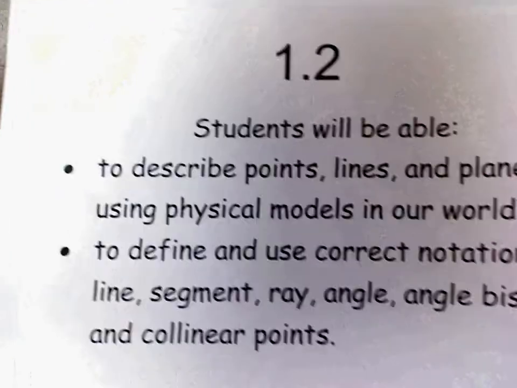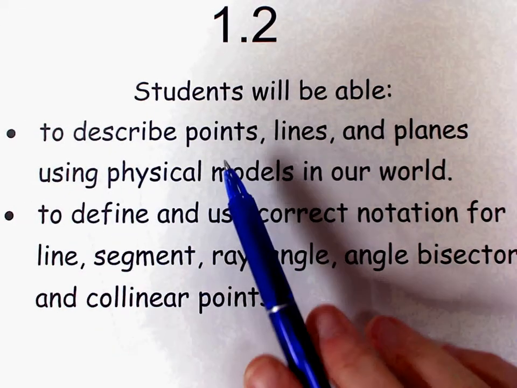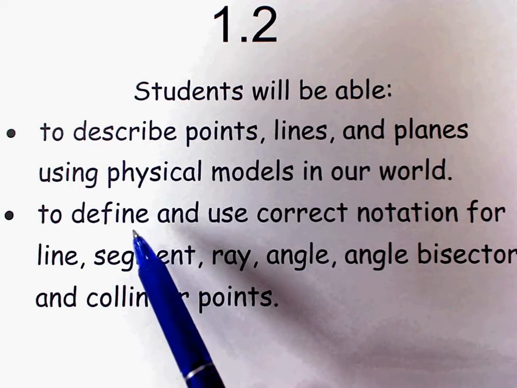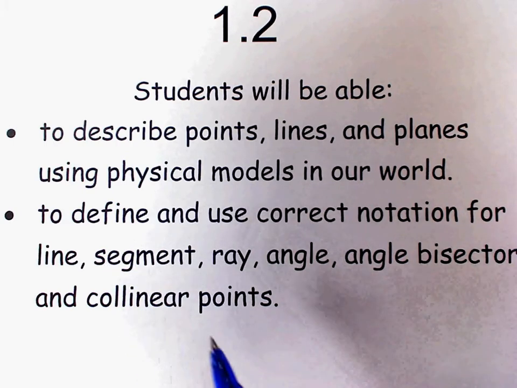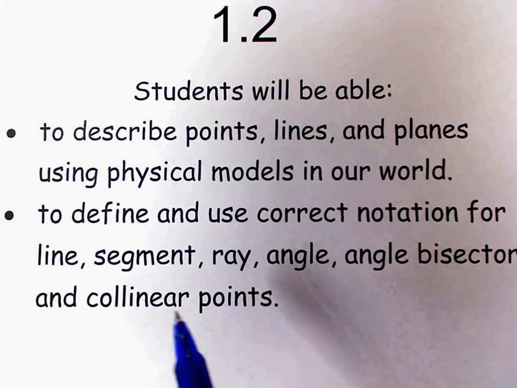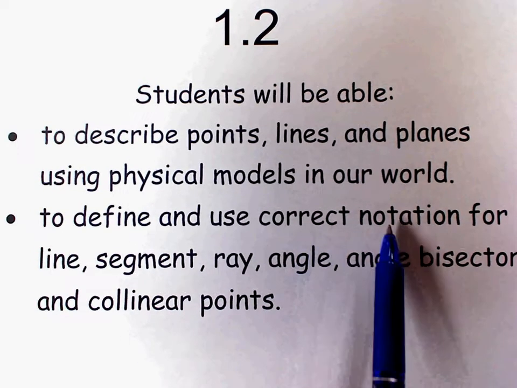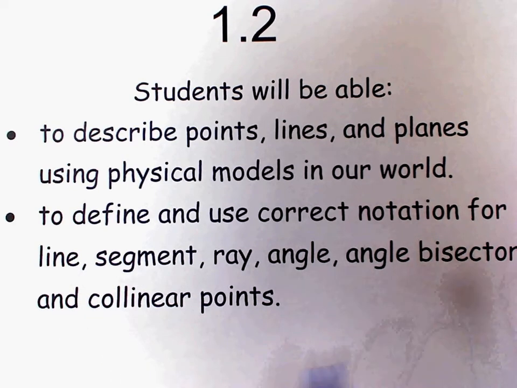Okay, so today our objective, the things I want you to be able to do: I want you to be able to describe what a point, what a line, and what a plane is. But I also want you to be able to use physical models in our world to represent these geometric definitions. I want you to be able to define them, but I also want you to be able to use correct notation for lines and segments and rays and angles, angle bisectors, and know what collinear points are.